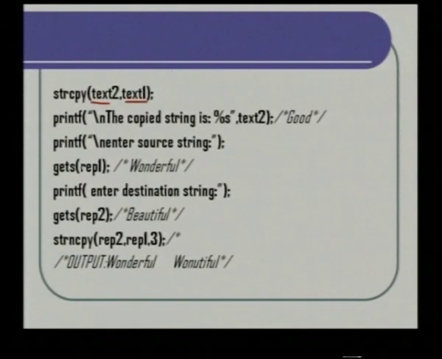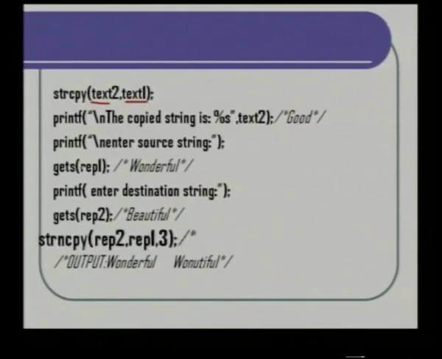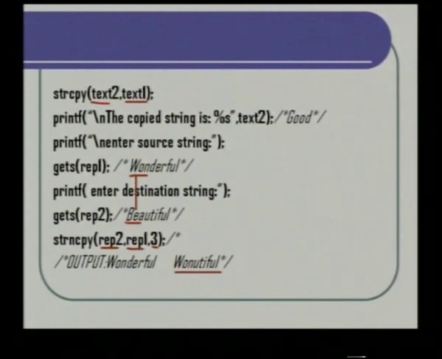So how am I going to do it? For that we have a function called strncpy: destination first, then source, then the characters to be copied. Here rep1 is the source, which is nothing but wonderful, rep2 is the destination, which is nothing but beautiful, and 3 characters. So what happens, the first 3 characters will override the first 3 characters of beautiful. So this will be the output, WON, this first 3 will be replaced, UTIFUL. This is how the output will be displayed.